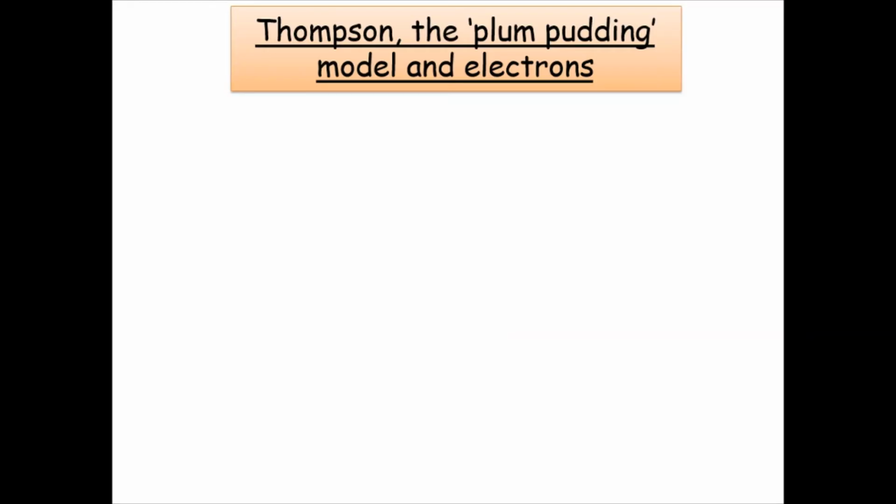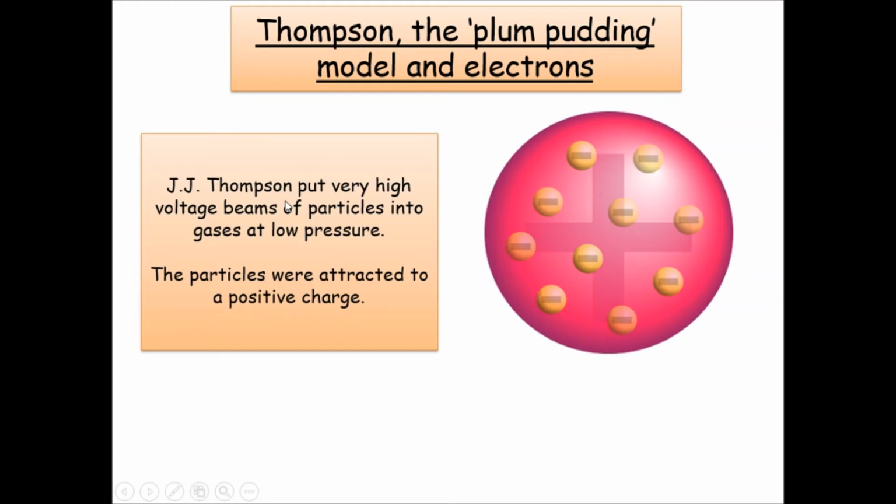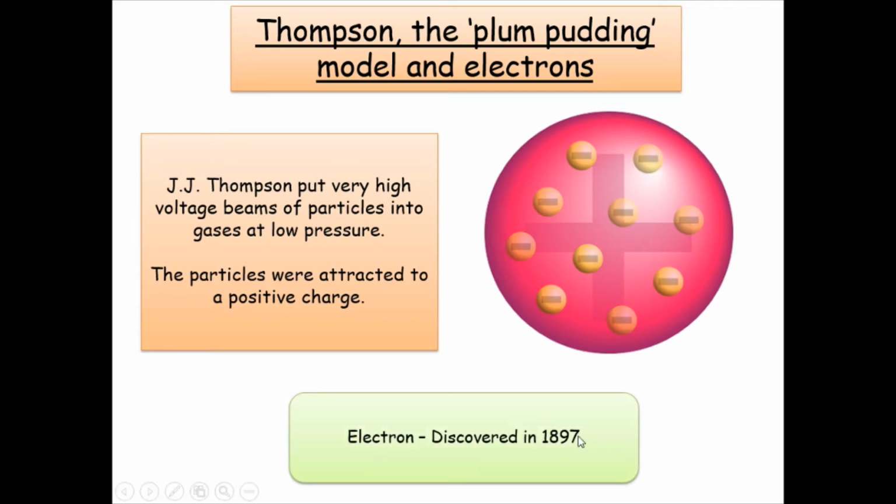The next big discovery was by J J Thomson. We call this the plum pudding model. In Thomson's plum pudding model, the whole atom is positively charged, with electrons dotted around randomly, like plums in a plum pudding. He discovered it in this way. He fired a very high voltage beam at low pressure, and he noticed that some of the particles were being attracted to this positive entity. So what had happened is attraction. So he technically discovered the electron. The electron was the first subatomic particle to be discovered, and it was found in 1897.